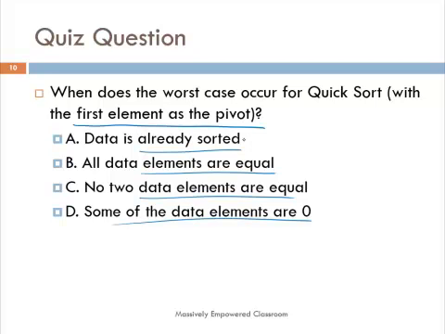The correct answer is A. When the data is fully sorted or almost sorted. That is the worst case for QuickSort, because each time the first element will be the pivot. So you will end up with those n minus 1 kind of partitions. It will have to go through n minus 1 recursive levels, not the log n kind of performance that we get by dividing the array into two roughly equal parts. Because of that, the worst case for QuickSort is when the data is already sorted. That gives the n squared kind of performance.